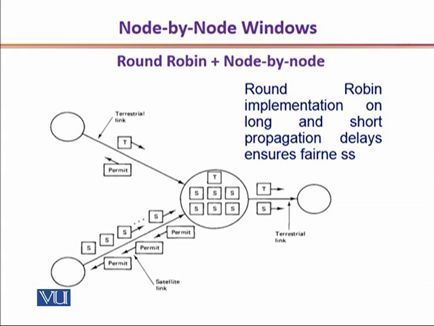Now, if we use node-by-node virtual circuit based windowing along with the round robin algorithm, such that this intermediate device takes a packet from the terrestrial link, then does not take any further packets until it processes a packet from the satellite link, and it reverts to the terrestrial link and then to the satellite link. For these two links, if it toggles between the two, it would make the system fair.